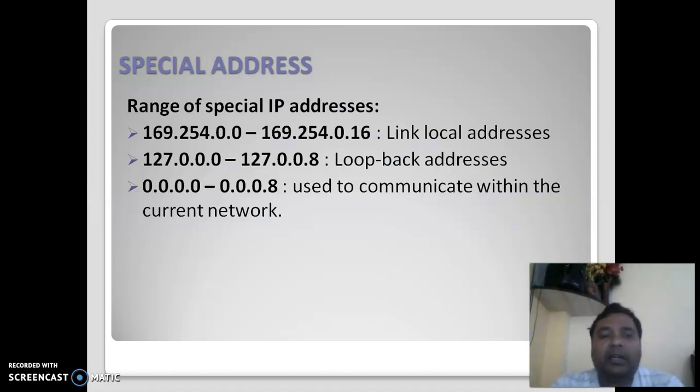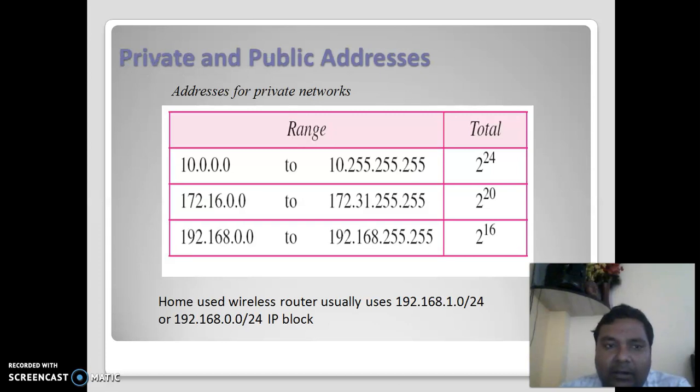There are some special addresses available. The first range is 169.254.0.0 to 169.254.0.16, used for link local addresses. The second series, 127.0.0.0 to 127.0.0.8, is used for loopback addressing. The last series, 0.0.0.0 to 0.0.0.8, is used to communicate within the current network.